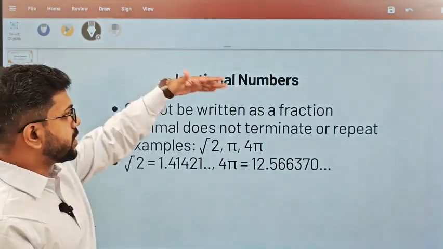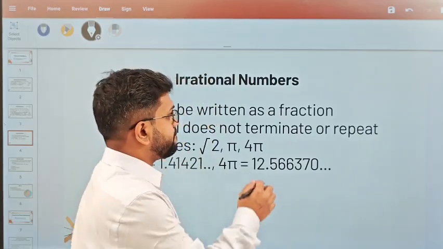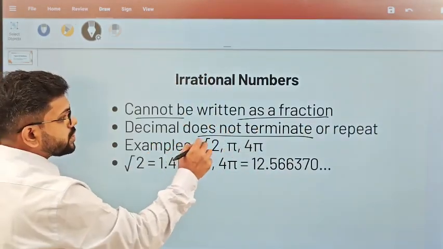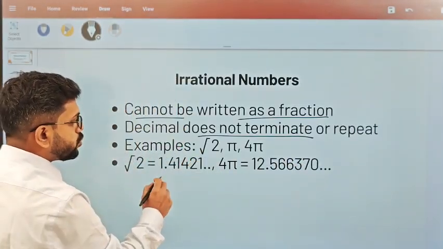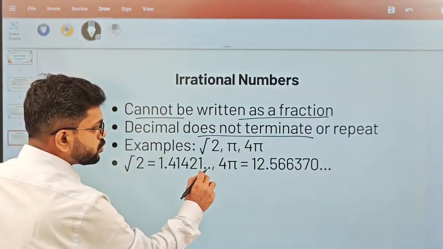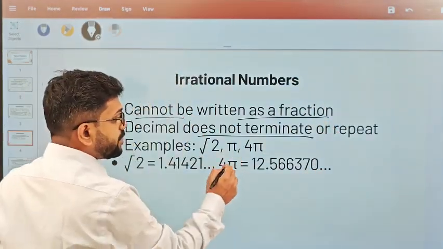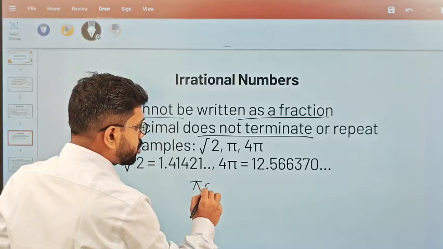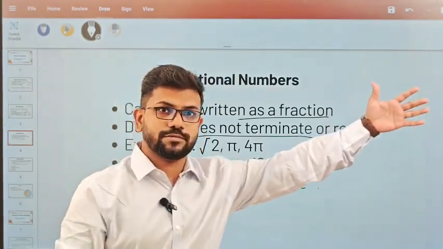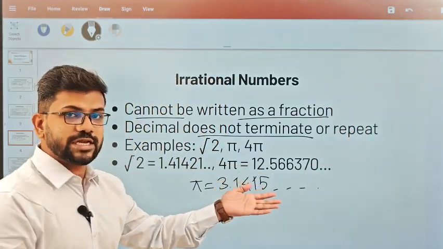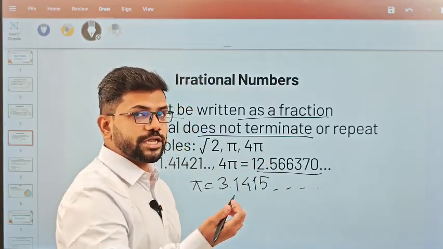Moving on to irrational numbers, simply the opposite of rational. It cannot be written as a fraction. Decimals that do not terminate are basically irrational numbers. Let's say √2 is 1.4142... That means the number goes on. It's not a terminating decimal. Similarly, the value of pi is 3.1415... It goes on. It's not a terminating decimal, so it's an irrational number. And any number you multiply with it will in turn become irrational.